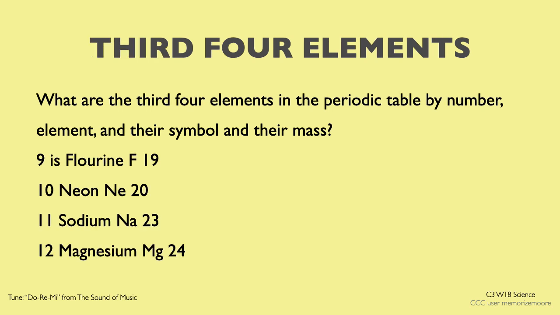What are the third 4 elements in the periodic table by number, element, and their symbol and their mass? 9 is fluorine F19, 10 neon Ne20, 11 sodium Na23, 12 magnesium Mg24.